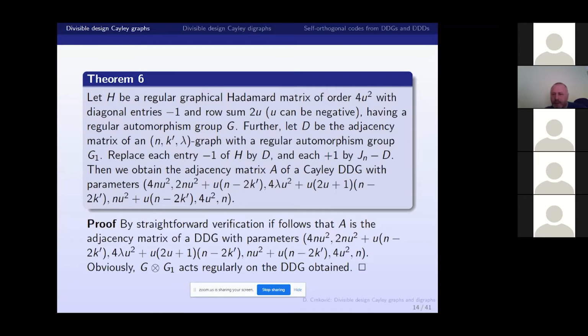And how can we prove that? By straightforward verification, we can check that this is a JCC matrix of a DDG. So we use properties of the Hadamard matrix and properties of that strongly regular graph. So now we know that this is a DDG. We have to conclude that this is a Cayley DDG, and we can just observe that the direct product of G and G1 acts regularly on that DDG. So again, by Sabidussi's theorem, this is a Cayley structure.